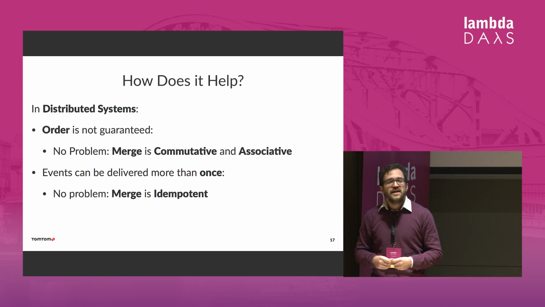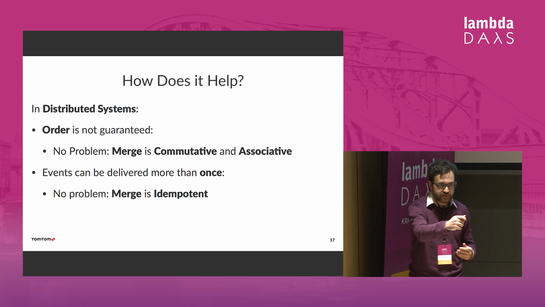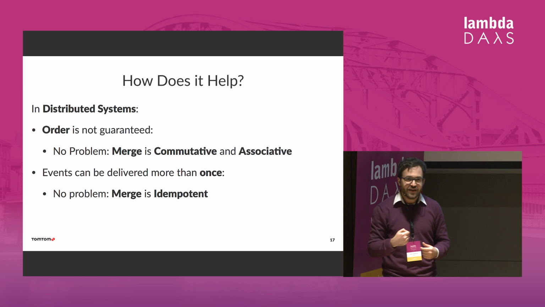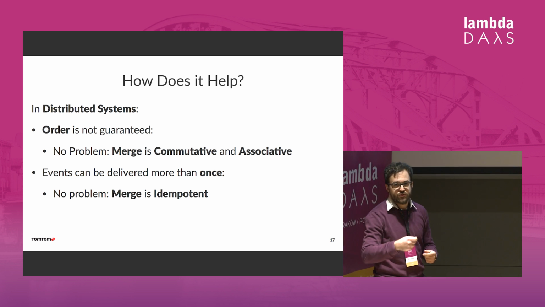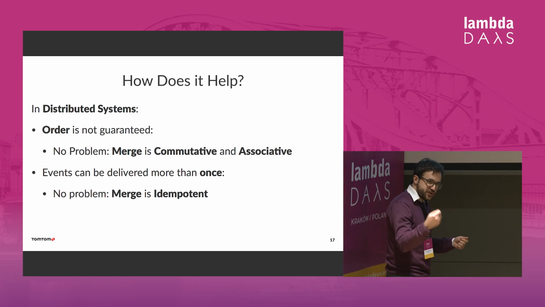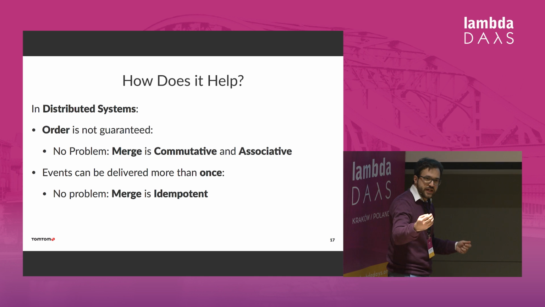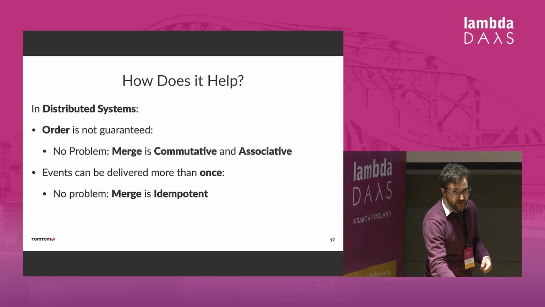Another thing is that in distributed systems, events can be delivered more than once. So I send you an event, you send me back an ACK. The ACK may be lost. I thought that you haven't received it. I resend it to you, but you received it twice. But again, you just merge it to the current state, and you get it multiple times. But because merge is idempotent, it doesn't matter. It reaches the same value.